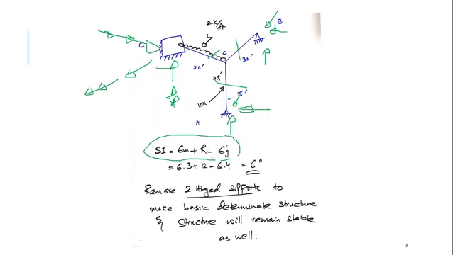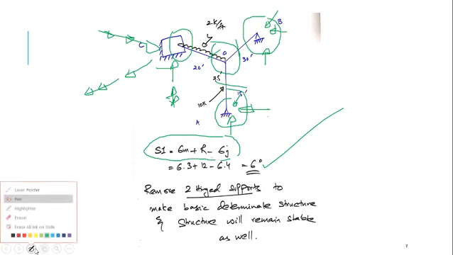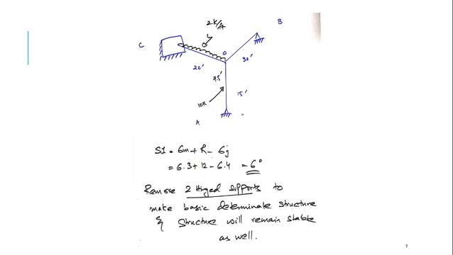We have 4 joints: joint 1, joint 2, joint 3, and 1 central joint. So we have 4 joints. Measuring SI using this formula, we get 6 degrees. It means in order to make it determinate, we have to remove 6 reactions. You can remove 6 reactions either by removing these 2 supports, because each support has got 3 reactions, or you can remove this fixed support.